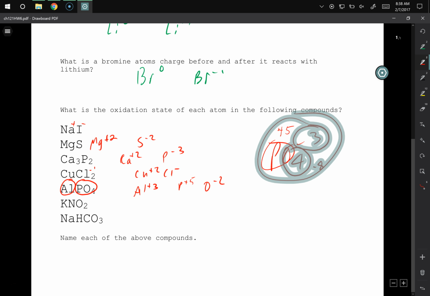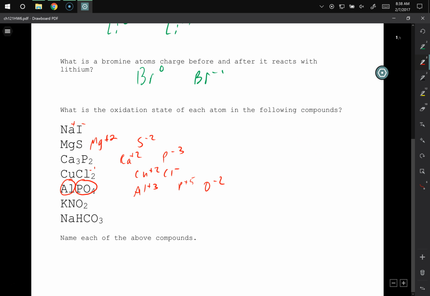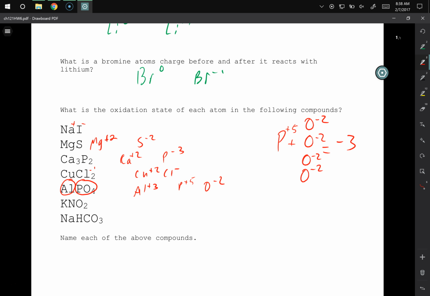Do you want to see that better? There's a phosphorus, oxygen, oxygen, oxygen, oxygen, and this whole thing, when I add everything up, has to equal -3. -2, -2, -2, -2. So if that's a +5, that's the only way the math works out. Okay, next one.